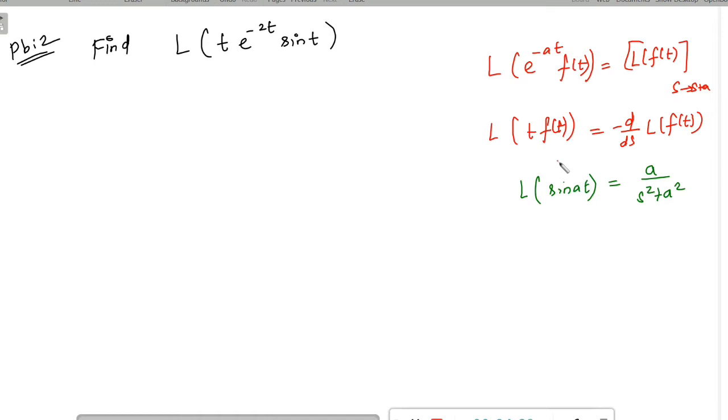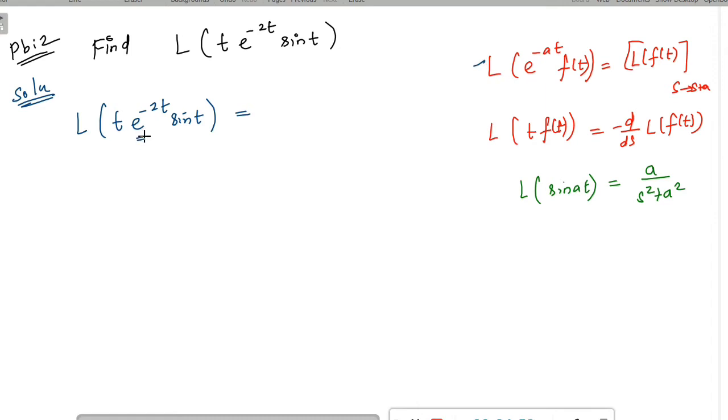So first one, now I am going to write the given question, t e power minus 2t sin t. So you can use this property. Now first I am going to apply, you can apply first between these 2 properties. You can apply any property, right? But now I am going to apply the first property.